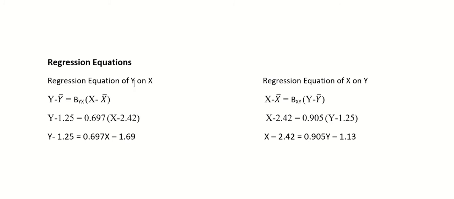Now we will solve it. Y equals to, it will remain same, 0.697 x minus 1.69 plus 1.25. So if we'll subtract it, we'll get minus 0.44. So this is how we have calculated the equation y on x. Now we have to calculate equation x also.